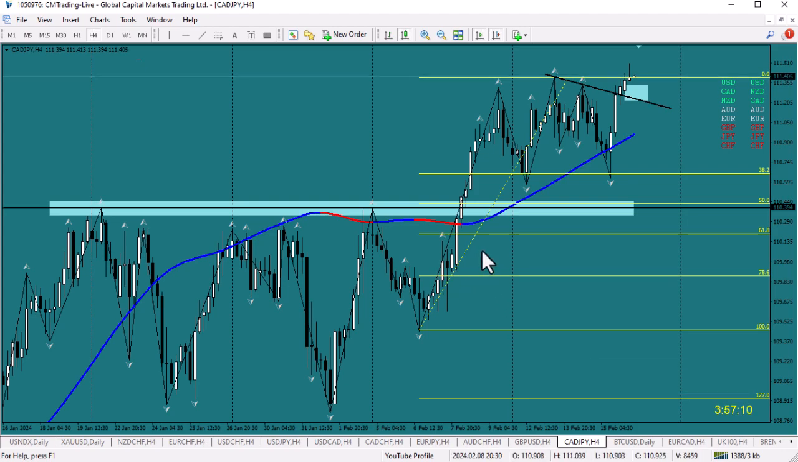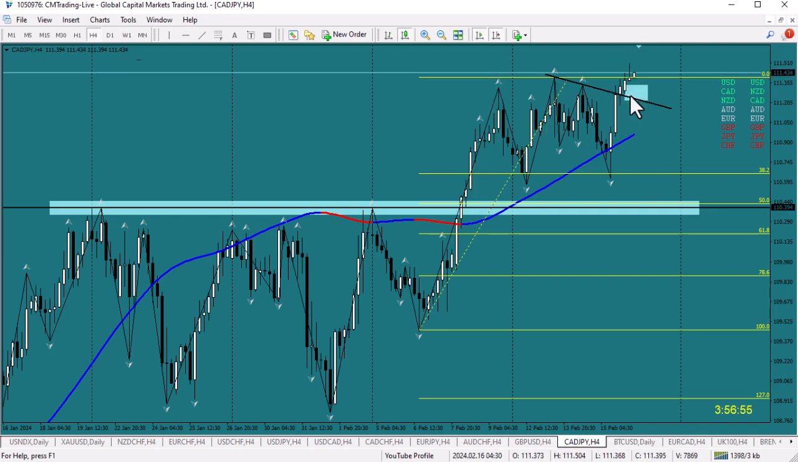Now on the CAD yen, quite obvious why I like this. I still have the Fibonacci level here, which is highly unlikely to be hit today. So my focus is on the breakout. Nice consolidation. We had a strong run, consolidation, strong run, consolidation, breakout.